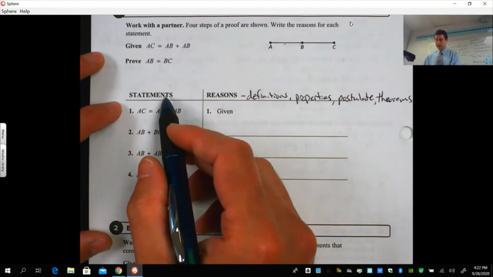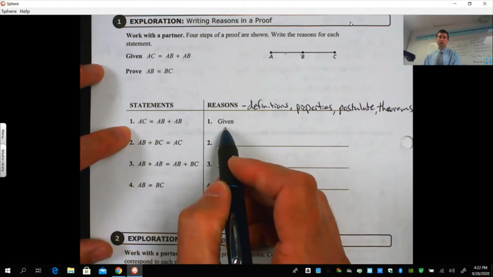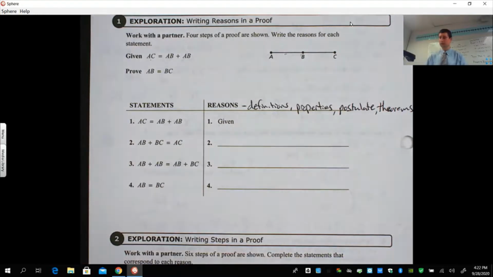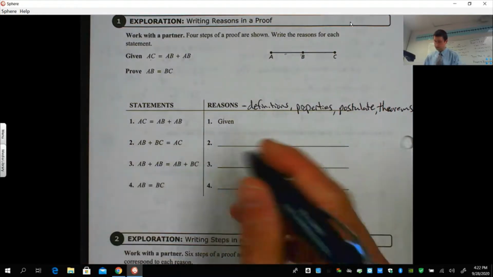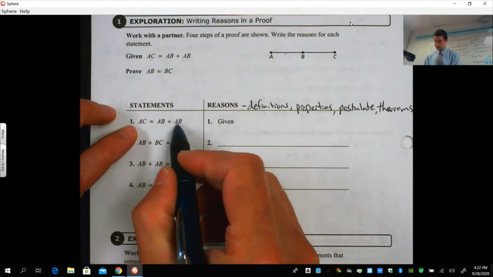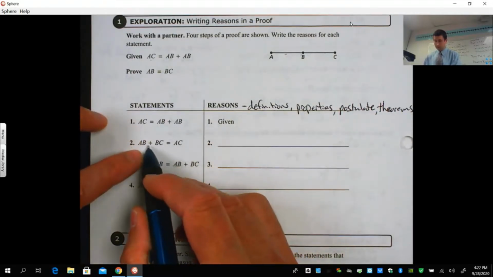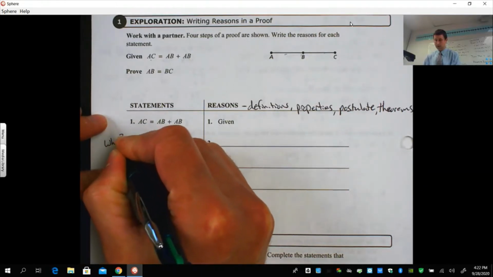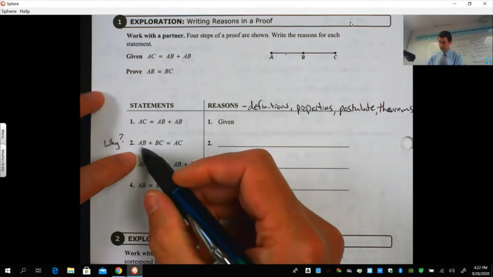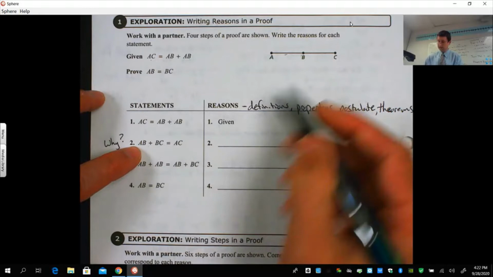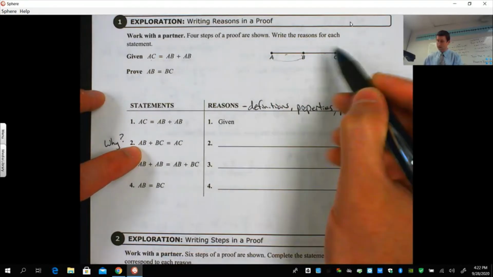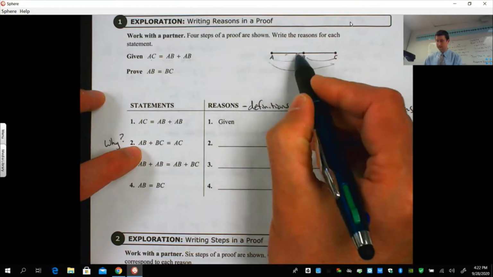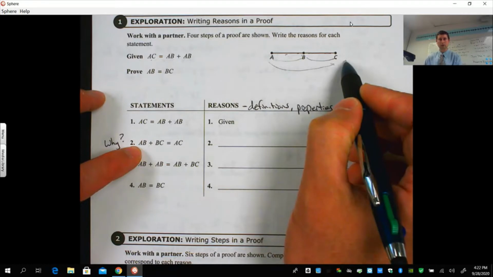On a proof, we have our statements and reasons. The first statement is pretty much always the given, and that's the reason. It's what you know for sure because it's been put into the question. So we have AC equals AB plus AB. Then we come down to statement 2: AB plus BC equals AC. A lot of times we ask the question why, or what's changed, what's different. So A to B plus B to C equals A to C. That's telling me this distance plus this distance has to equal the total distance.